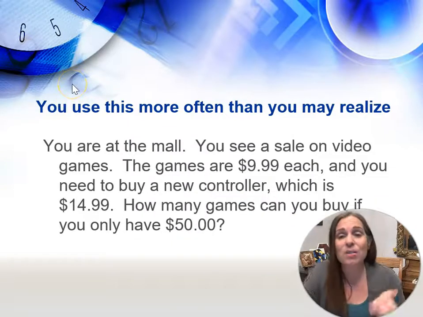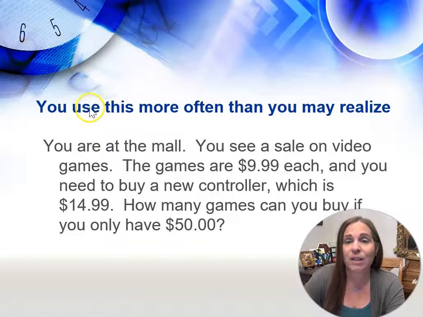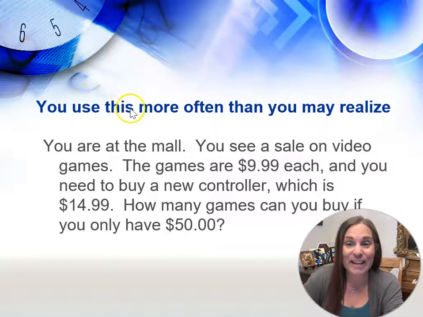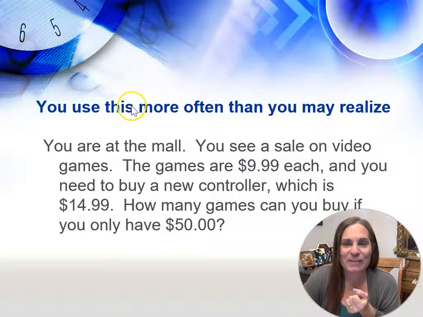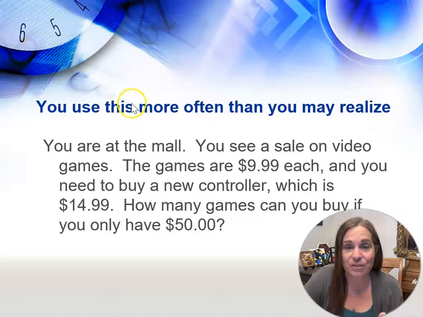And you actually use this a lot more than you probably even think about. So you're at the mall, sale on video games, yay. The games are on sale for $9.99 each. I guess they're games that are a little bit older, maybe. And you need to buy a new controller, which is on sale for $14.99. How many games can you buy if you only have $50?